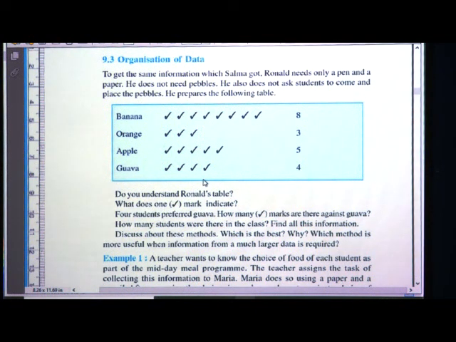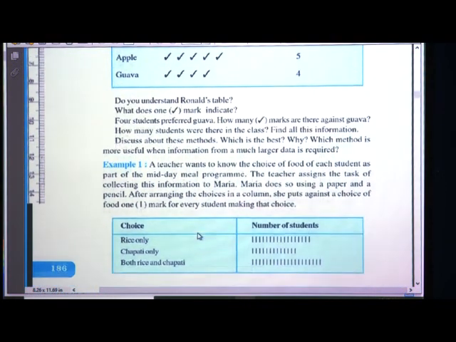So, in this way, without consuming time, without making students get up from one place to another place, we can easily organize the data by using the pen and the paper. Okay. So, this is the organization of data, and it can be done very easily. Let us see a few examples to understand it better.